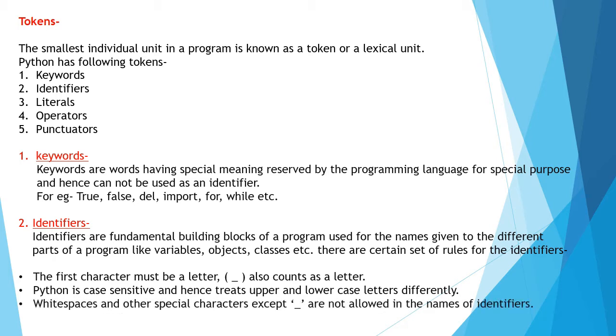Next is white spaces. White spaces and other special characters, like the at the rate symbol, or any symbol such as the ampersand operator or the asterisk operator, are not allowed in the names of identifiers.